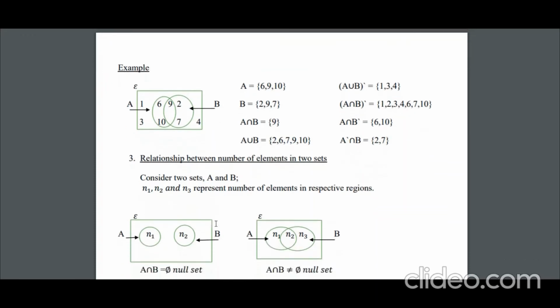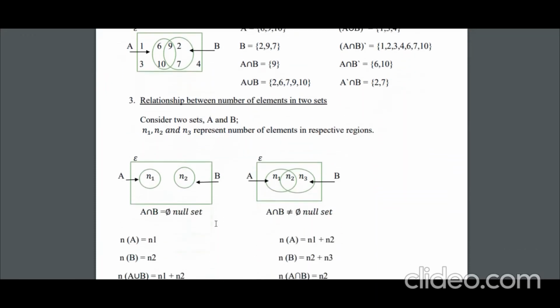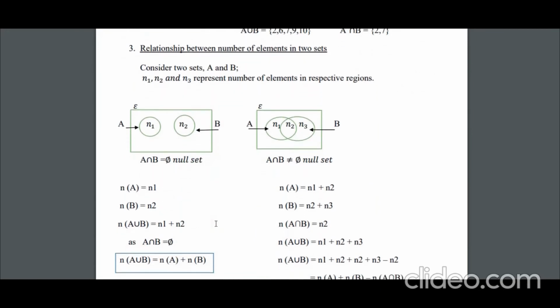Similarly, A complement intersection B would be 2 and 7, this particular region. So there's also a relationship between the number of elements. Now, if there are two sets like this, we call them disjoint sets.